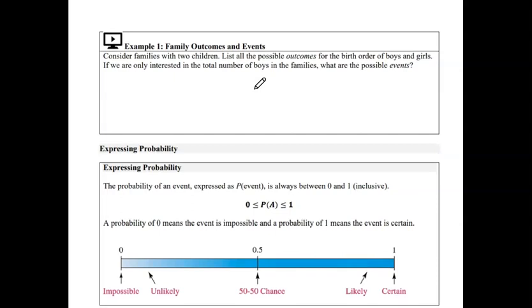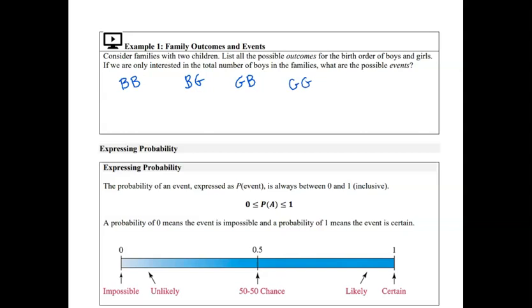So consider families with 2 children. List all the possible outcomes for the birth order of boys and girls. If we are only interested in the number of boys in the family, what are the possible events? So we'll use B to represent a boy and G to represent a girl. So there are going to be 4 possible birth order outcomes. Okay, we could get 2 boys. We could get a boy and a girl. We could get a girl and a boy. And we could get 2 girls.